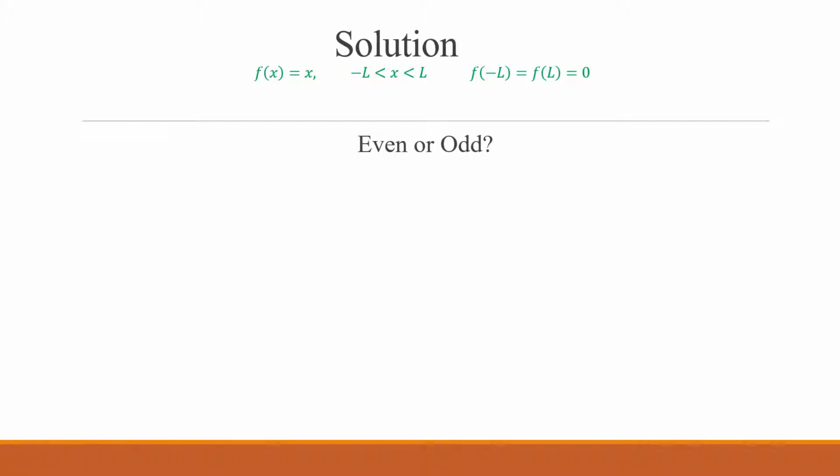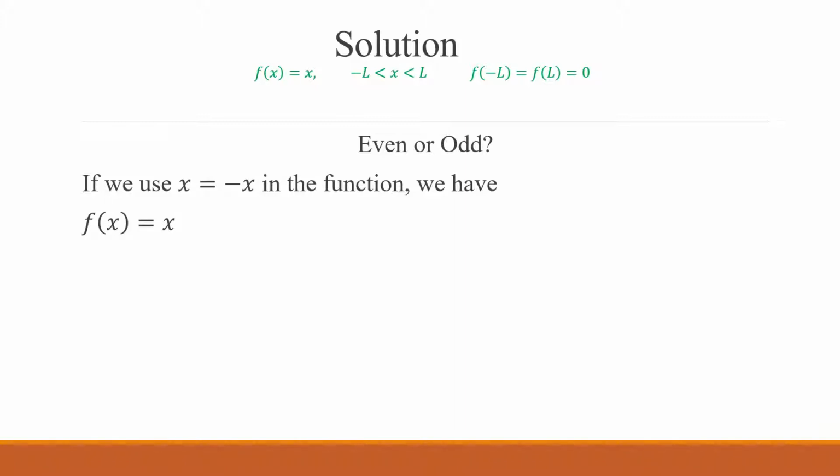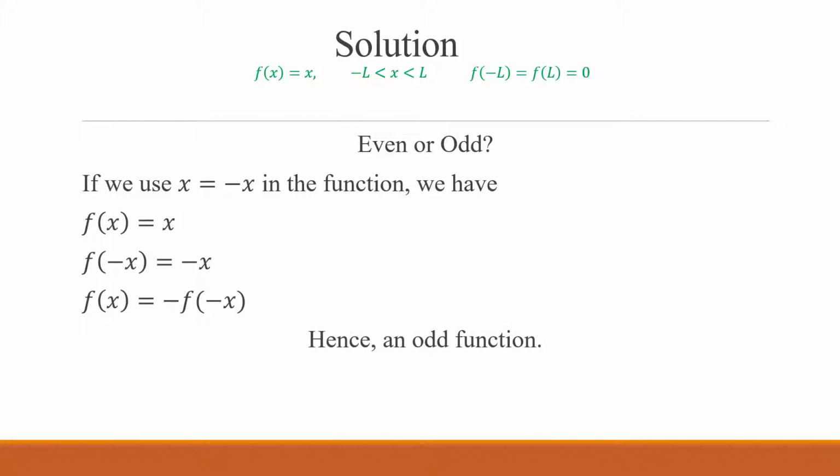The next step in the solution for Fourier series is to check if the function is even or odd. The given function is f of x equal to x. If we replace all x terms in the function by minus x, we get f of minus x equal to minus x. We see that this result fulfills the condition needed for odd functions, that is f of x equal to minus of f of minus x. Therefore, this is an odd function.